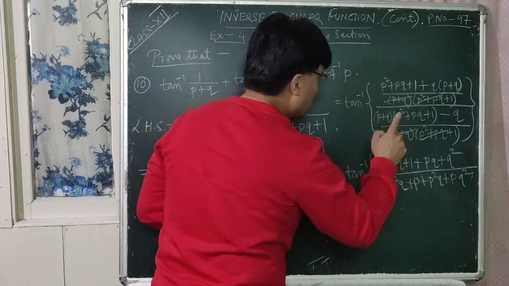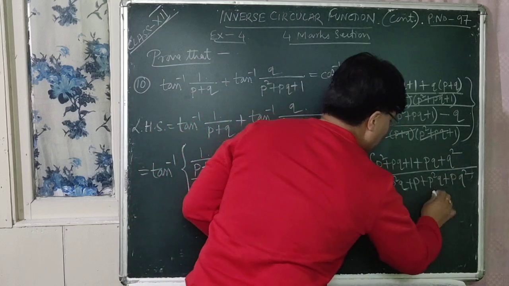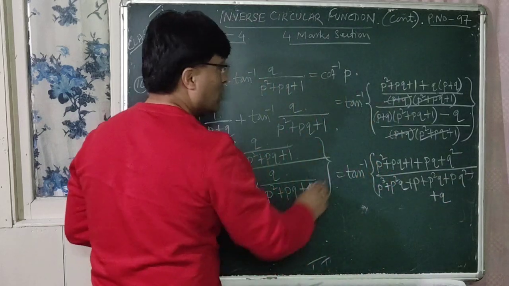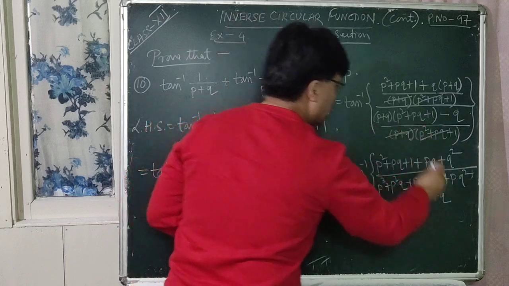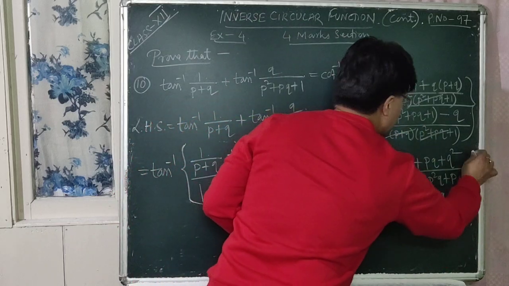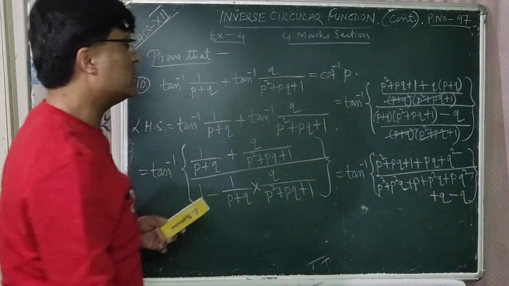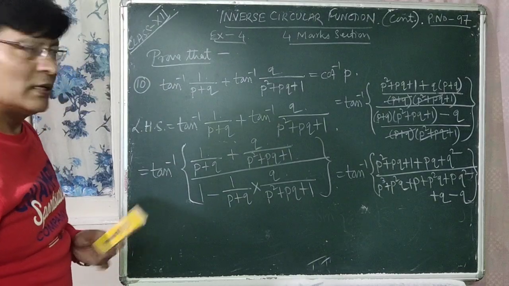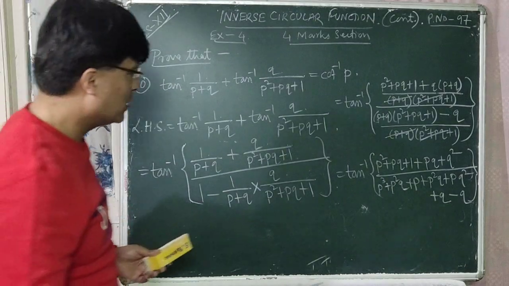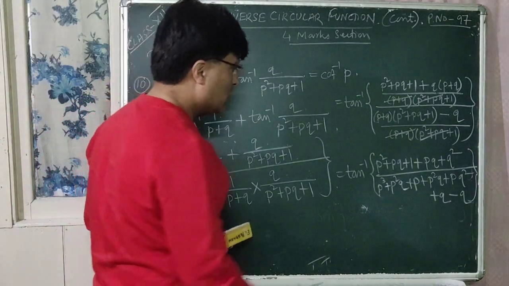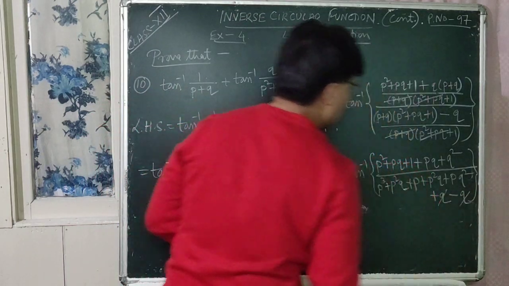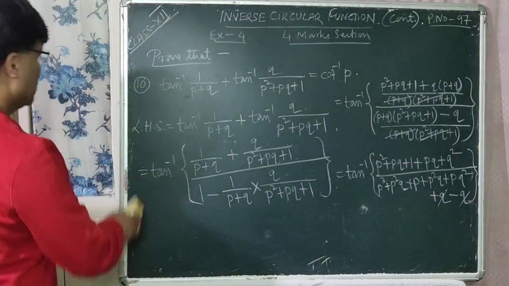okay? Plus Q into 1 is plus Q, then minus Q, so here second bracket is closed. So is that clear now? I think I've understood it. So here plus Q minus Q gets cancelled.